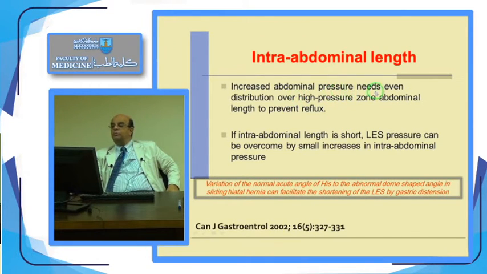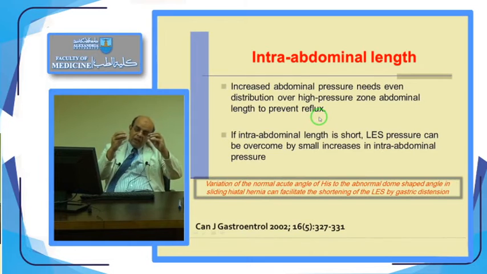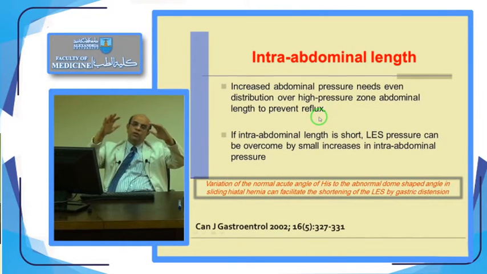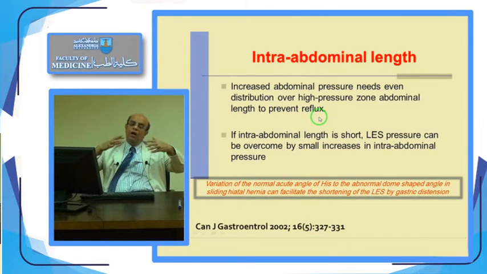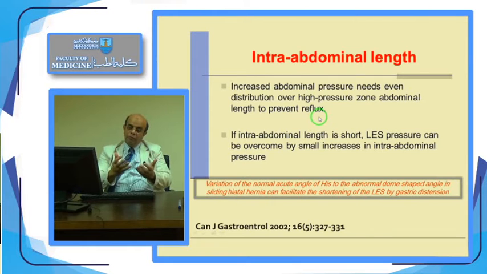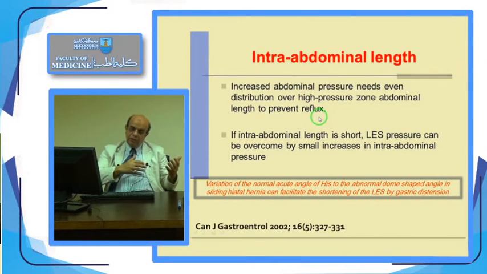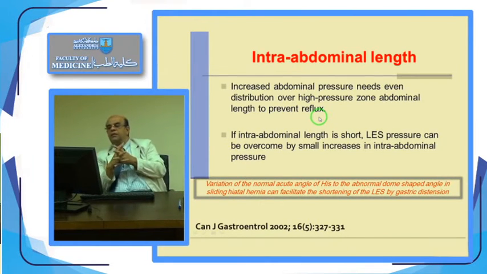Increased intra-abdominal pressure, which is usually higher than that present in the chest, needs even distribution over the abdominal length of the esophagus to prevent reflux. So the presence of the intra-abdominal part of the esophagus, which is under the high pressure of the abdominal cavity, plays an important role in increasing the pressure in the high pressure zone, preventing reflux.